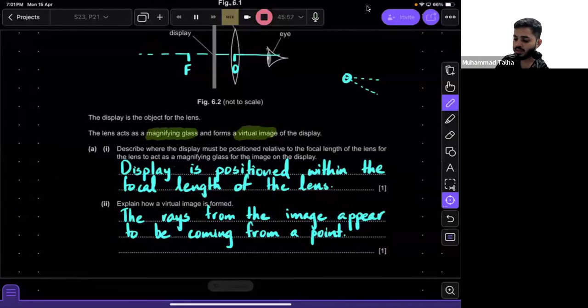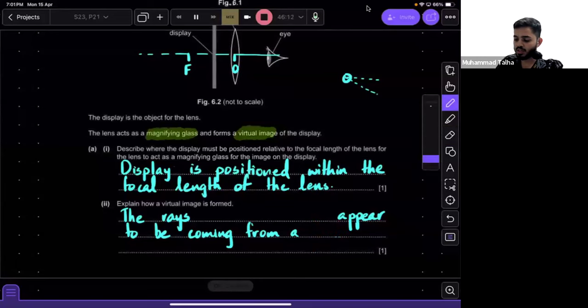It's kind of redundant here. Let's see if we can make this a bit better. So let's write like this: the rays appear to be coming from the image. All right.